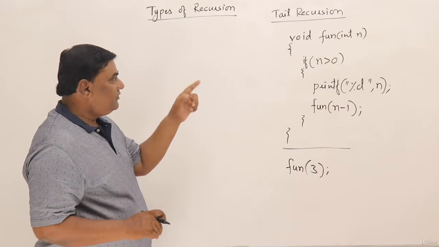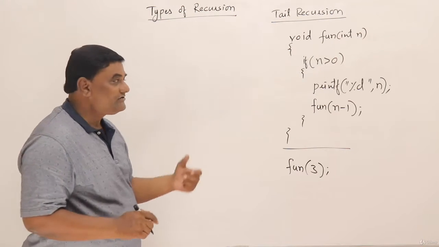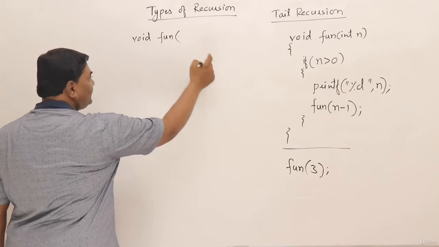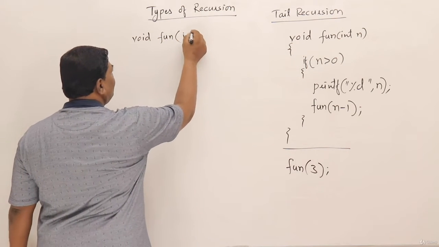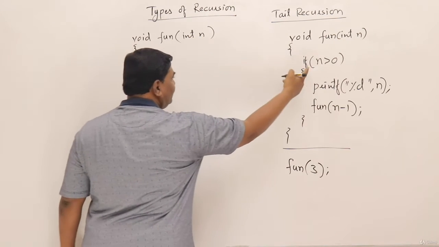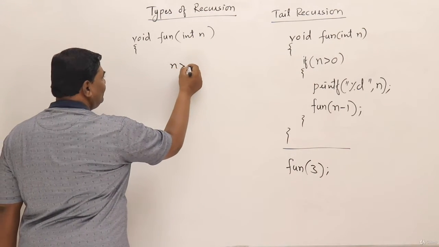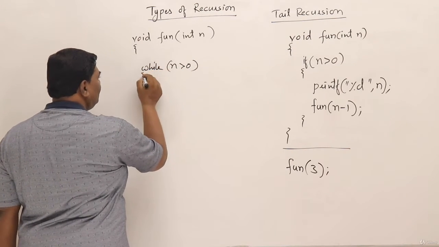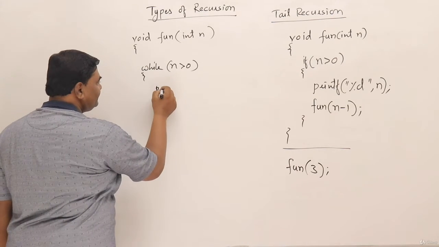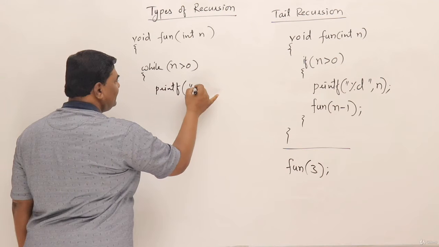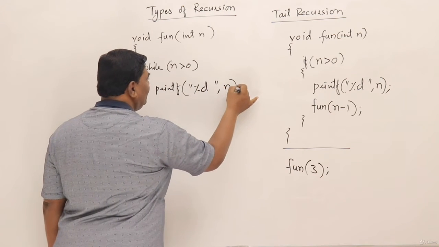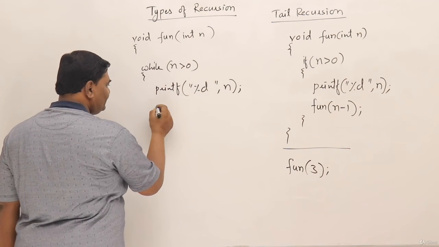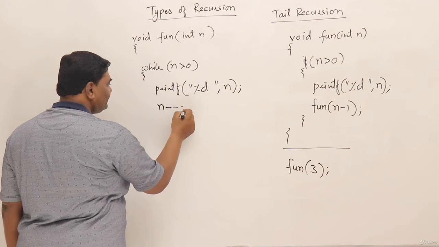Now the same function, I want to write it using a loop instead of recursion. So I will write the function here, void fun, which takes parameter n, and the first thing is n greater than 0. But instead of if, I will write it as while. Then inside, this printf statement, printf "%d " with n. Then instead of calling the function again with a reduced value of n, let us do n minus minus.